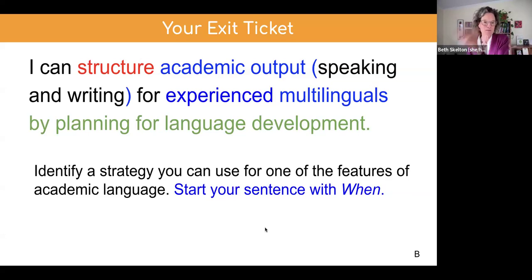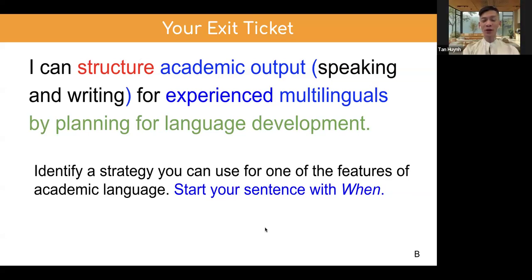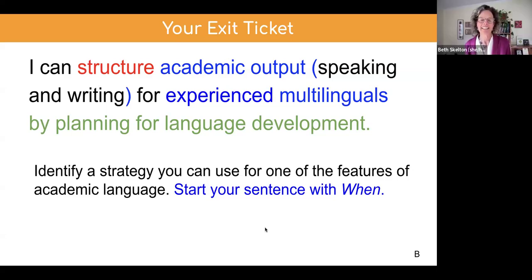And so Tan, explain this, start your sentence with "when," so I'm clear on what you expect. Sure, no worries. Please tell us what strategy that you have learned that you can implement right away to help multilinguals produce output that's academic. Please start your sentence with "when." For example, when I want my students to process content, I can, comma, teach them the sentence mirroring strategy that has the content-specific words in. Okay? So why don't you type in the group chat, starting with "when."